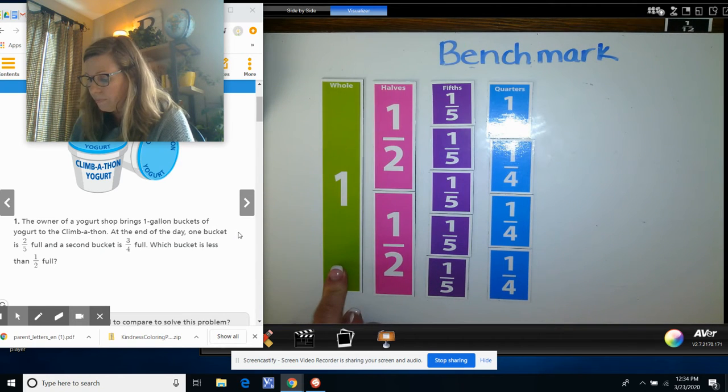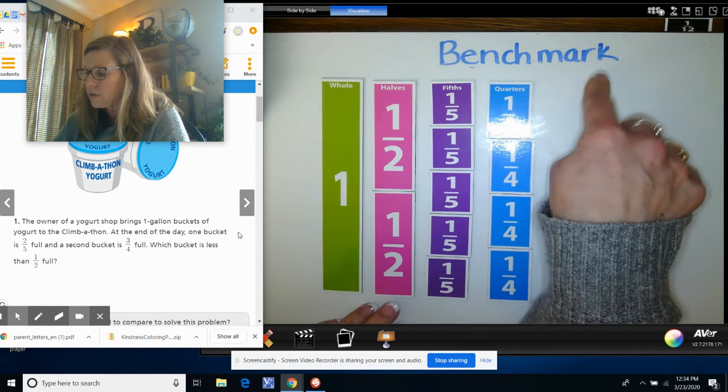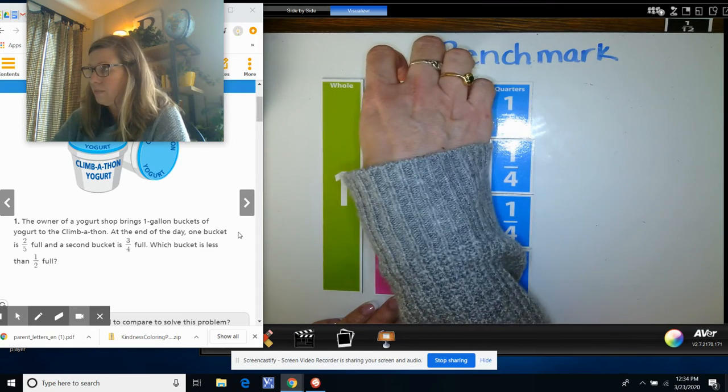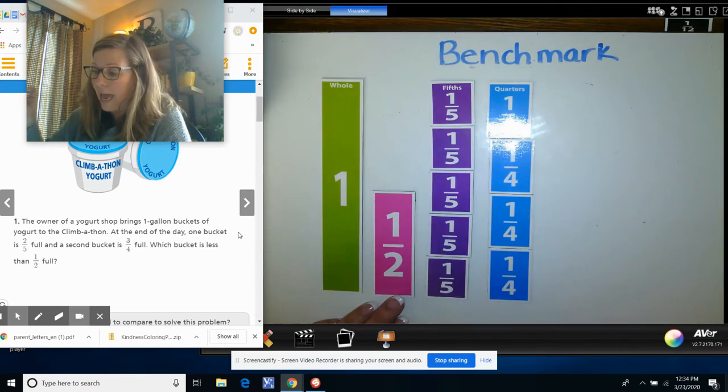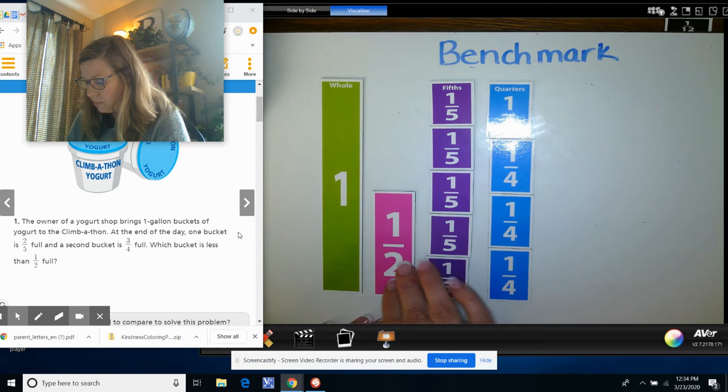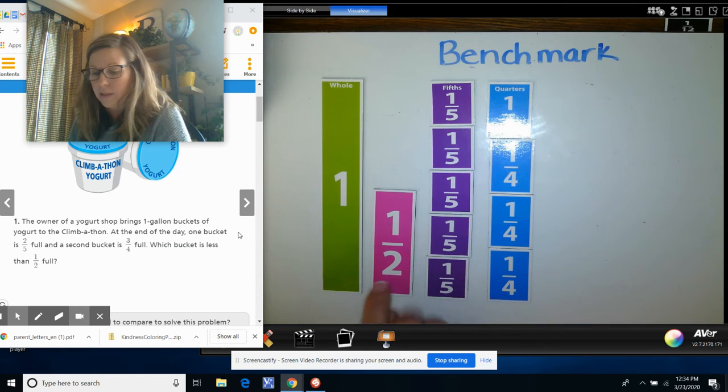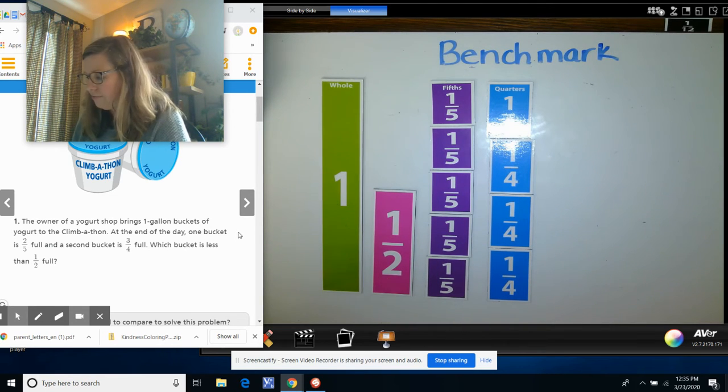So remember our whole. And so we're going to use the benchmark fraction, half. So I'm going to move that half out so that we know we're talking about this benchmark right here. All right? And we want to know which bucket is less than half full.